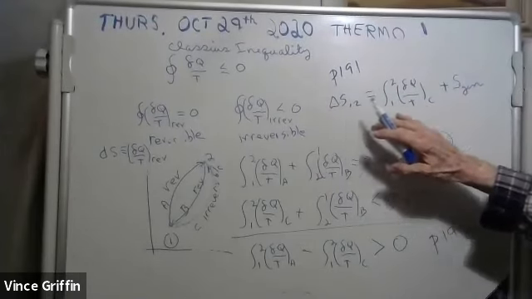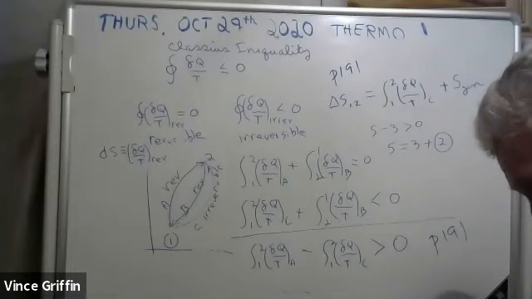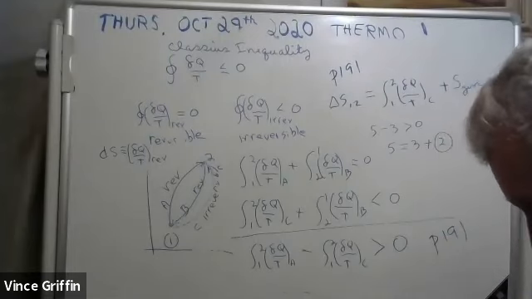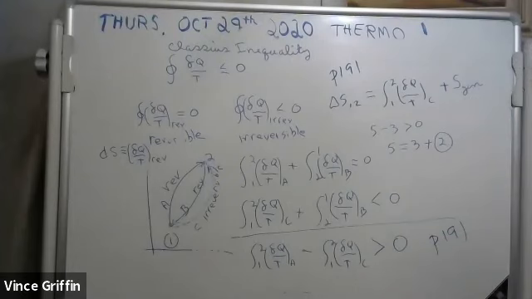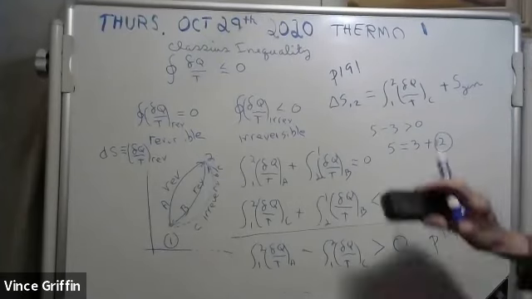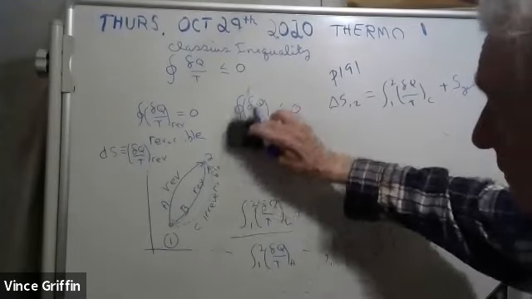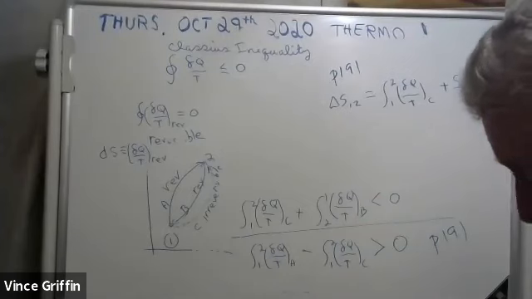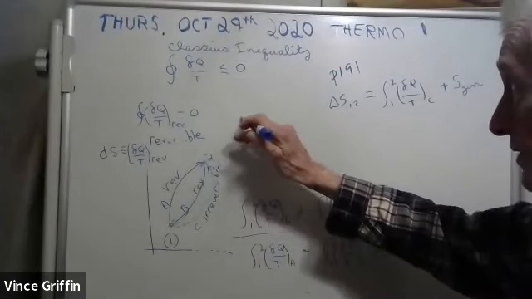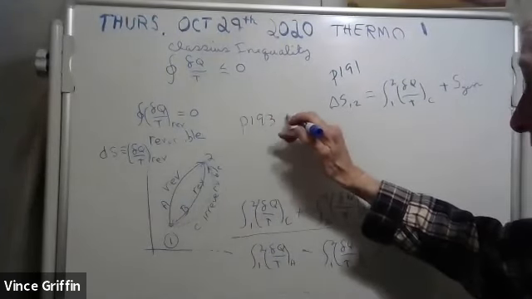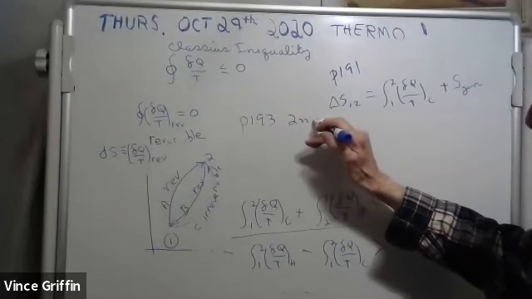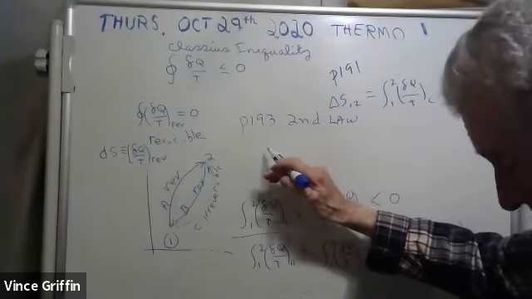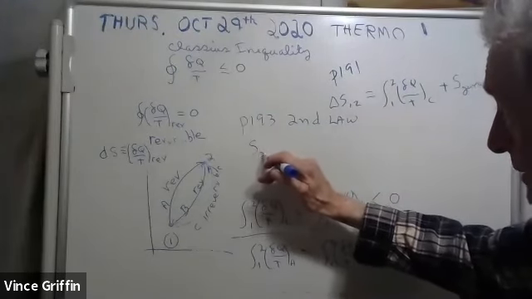But here's your second law. Turn the page there, and there it is on page 193. Let me write it out for you. You might want to read this so it'll make sense to you. But on page 193 is your second law, the second law of thermodynamics, and it goes like this. They write it like this.